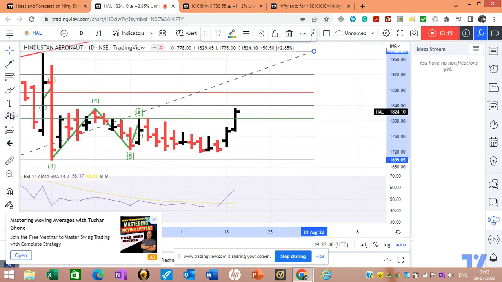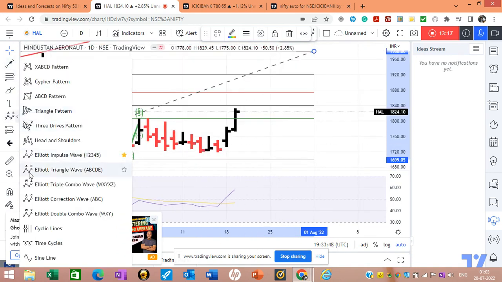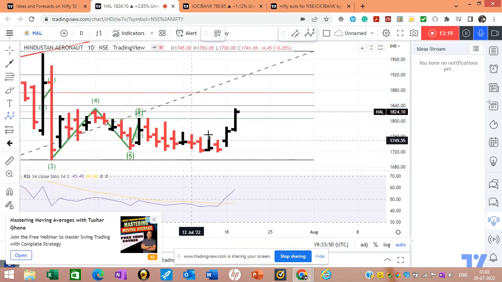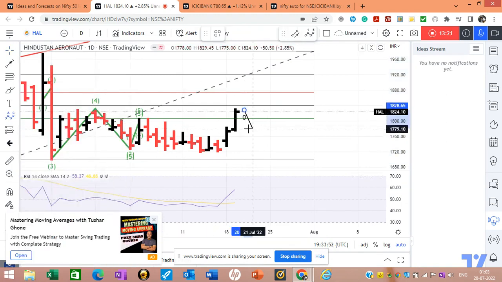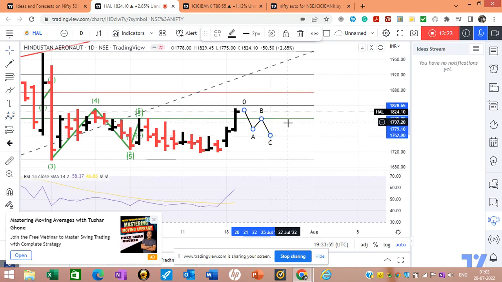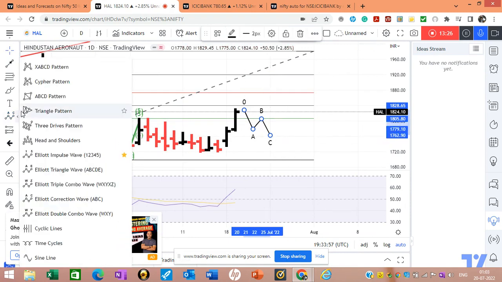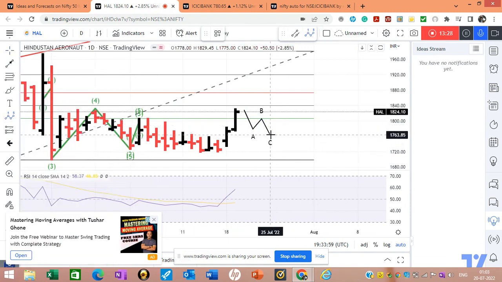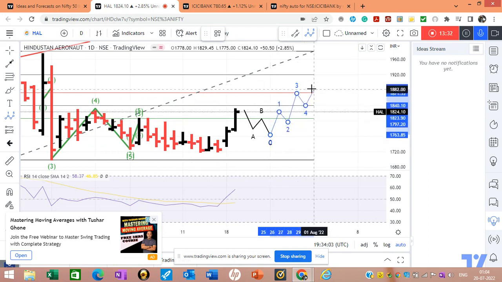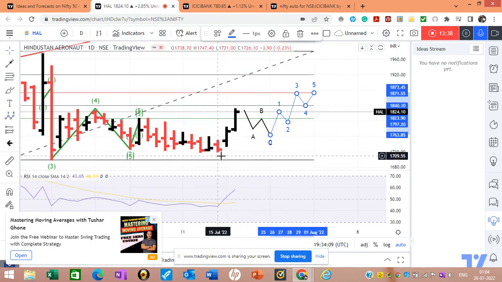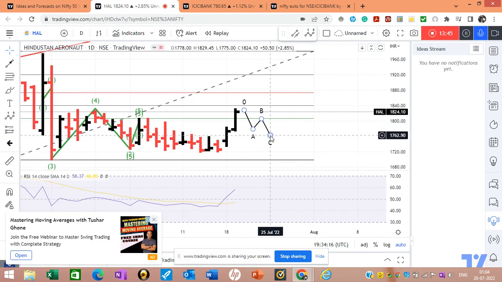Now suppose what happens is, if A, B, C correction happens, and then again you have a five wave move like this, 1, 2, 3, 4, and 5. It won't go all the way up, but if the move is something like this, then we can be assured that this is a second wave correction and it is in the form of a zigzag. But let us see how things develop.